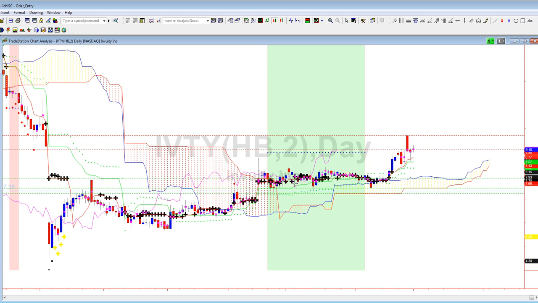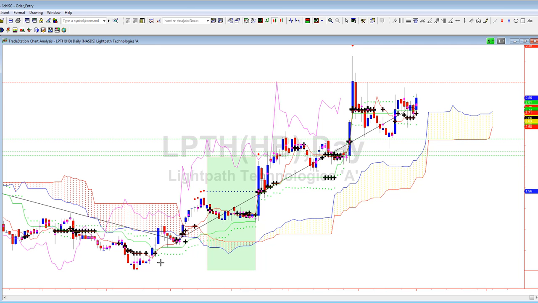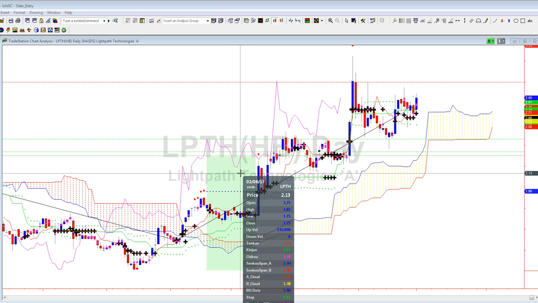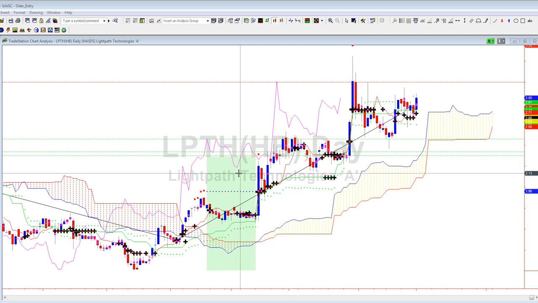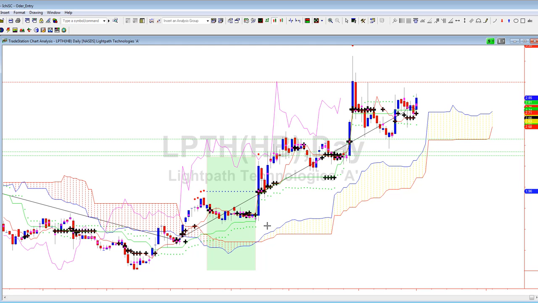Let's go to our second example. Lightpath Tech. Now this is more of a small cap volume play. You can see right here, it breaks the cloud, you've got your crosses in here. Now, I don't believe there was a real volume spike in here, except that day. But you closed at the dot and the cross at about 1.76.